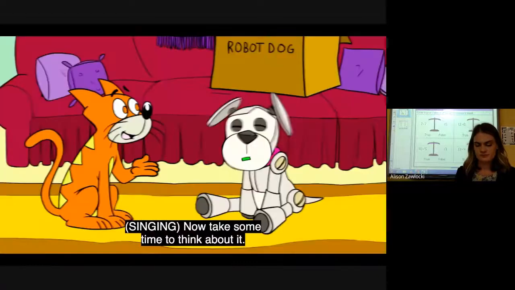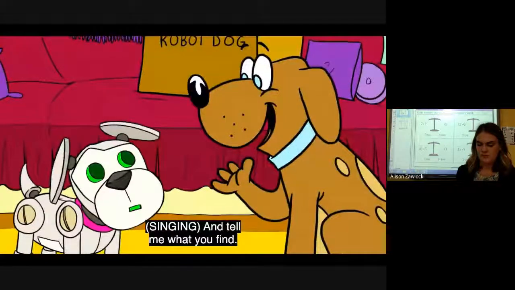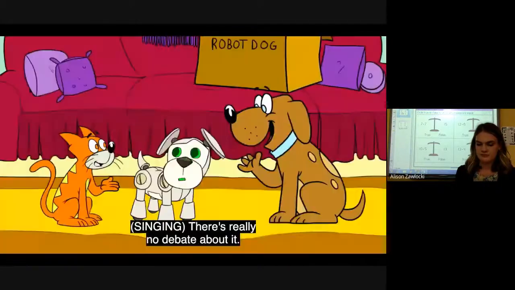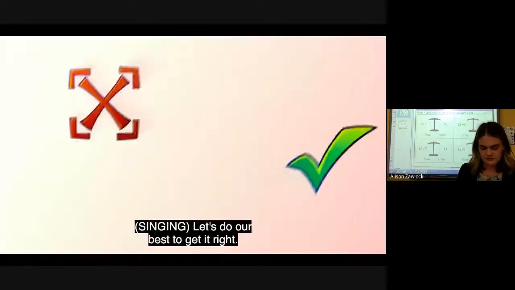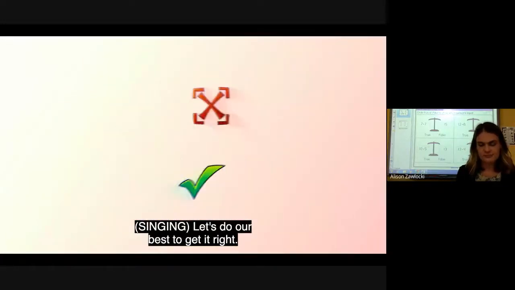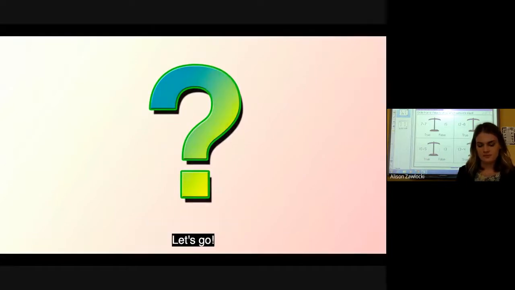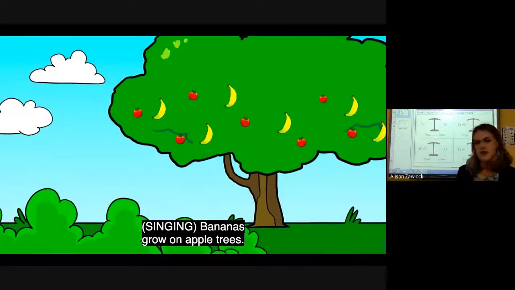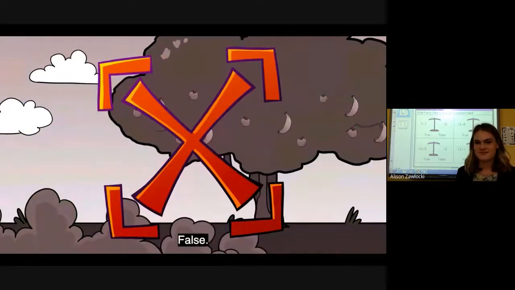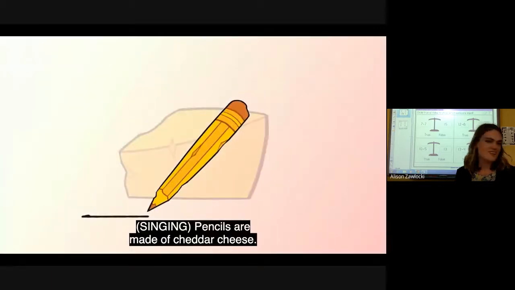Let's keep going. True or false? Now take some time to think about it. True or false? And tell me what you find. True or false? There's really no debate about it. True or false? Let's do our best to get it right. Okay, let's do some really fun ones now. Let's go. Bananas grow on apple trees. No. False. Pencils are made of cheddar cheese. No.